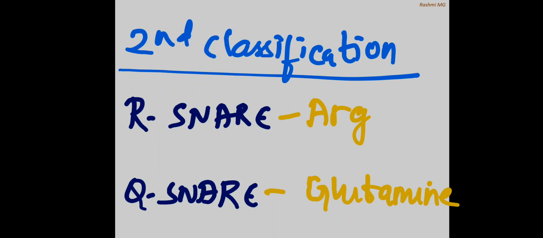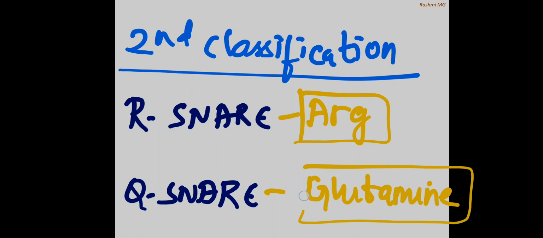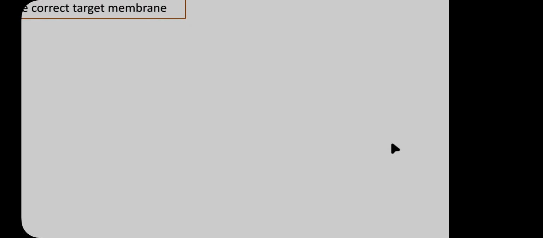So this classification is based on what? Based on the identity of the highly conserved residue. So R-SNARE is made up of arginine, Q-SNARE is made up of glutamine. Remember this. So let us now see one by one.